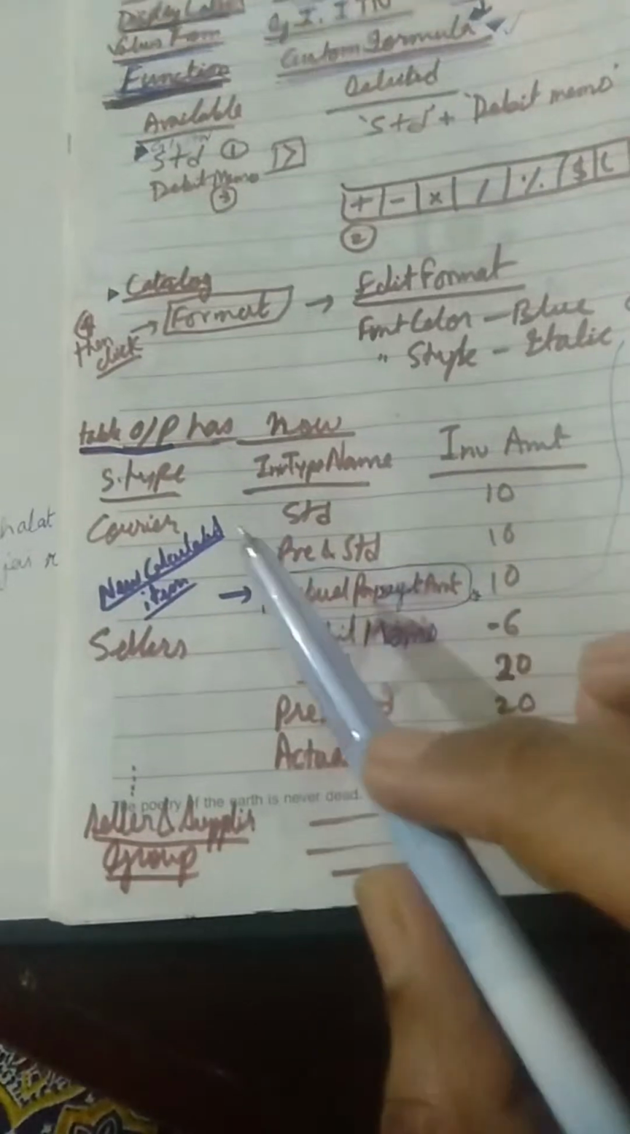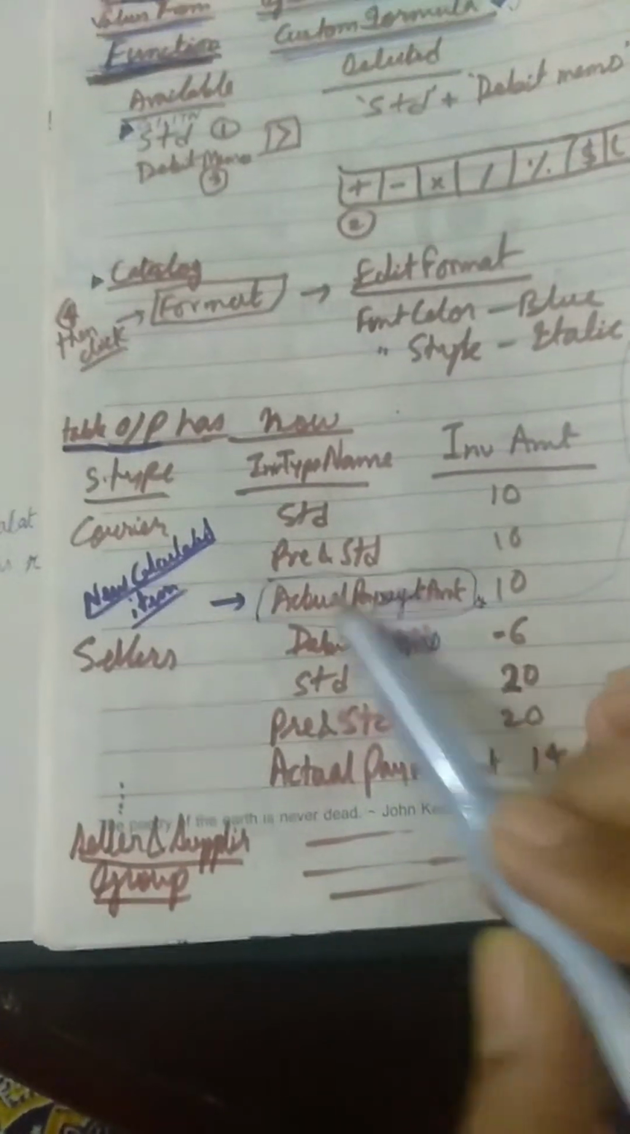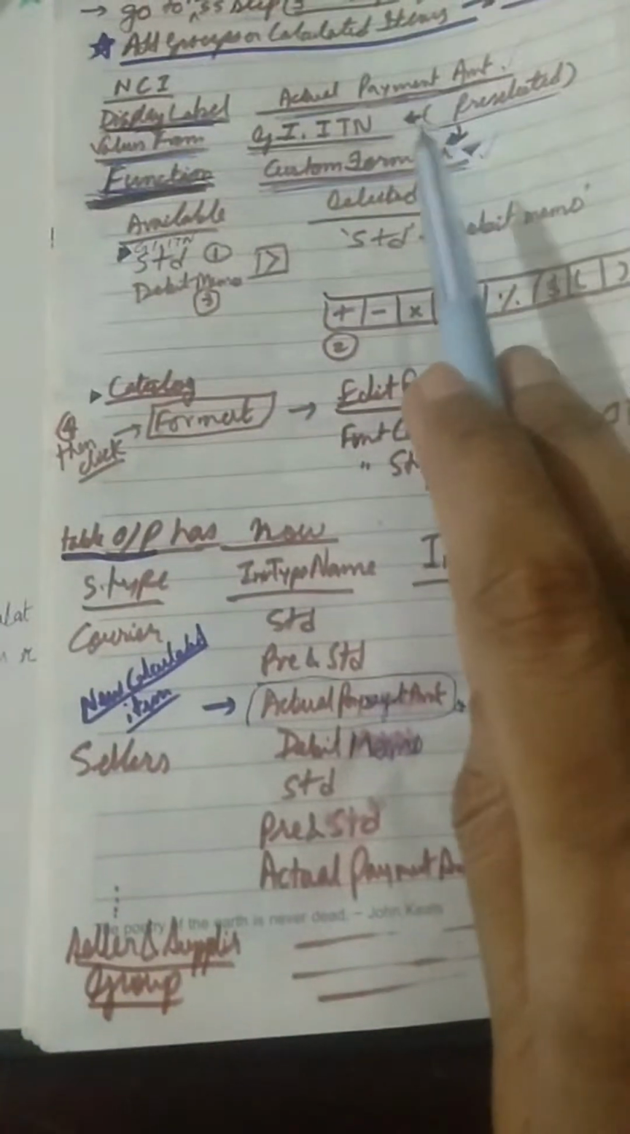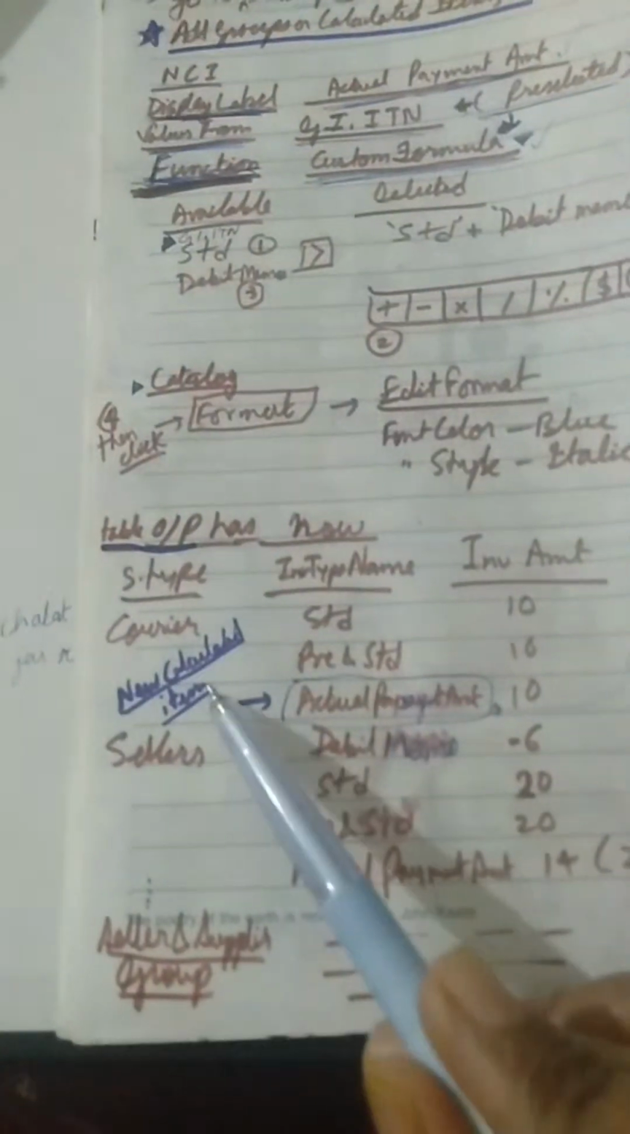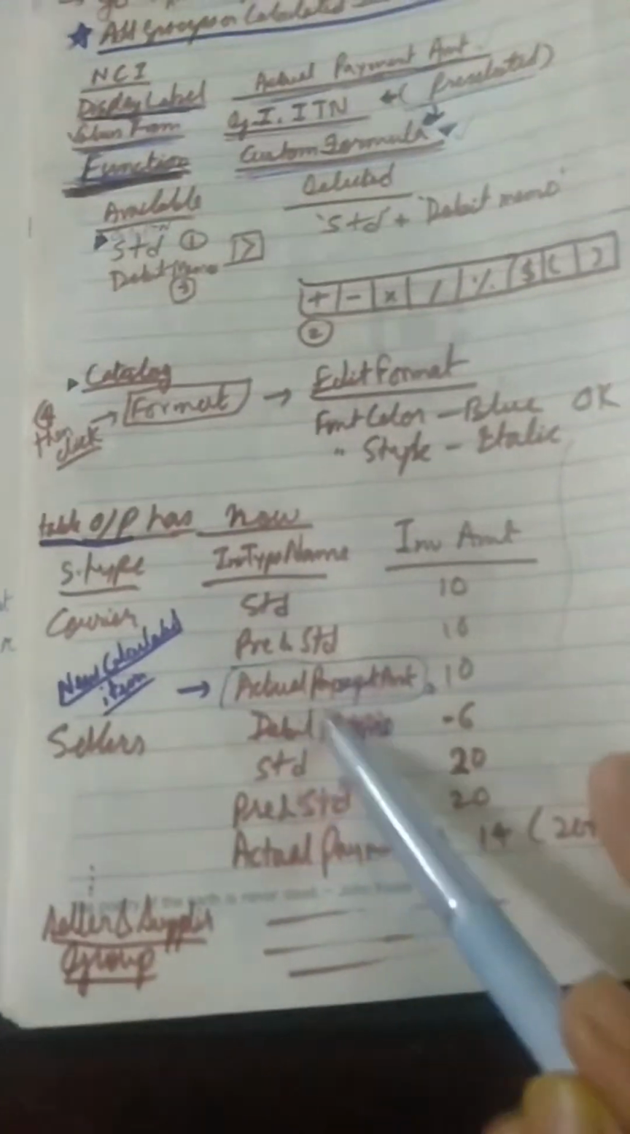how my output looks. This is my calculated item. This is the name I gave, actual payment amount. This was my display label, right? So my calculated item name comes as actual payment amount.